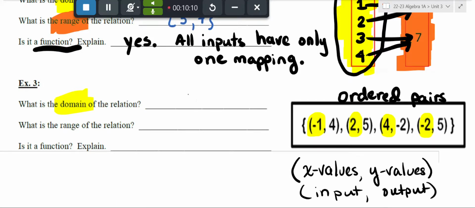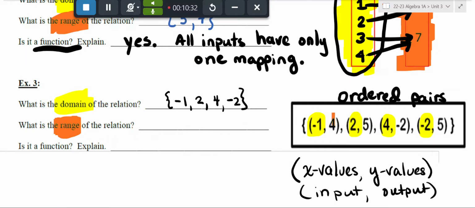All right, the domain is going to be in curly brackets, and remember, we don't repeat the values, so if they repeat, we can't write them twice. -1, 2, 4, and -2. And as far as I know, we don't have to write them in order, so you can just collect the elements and write them down. That was the domain.